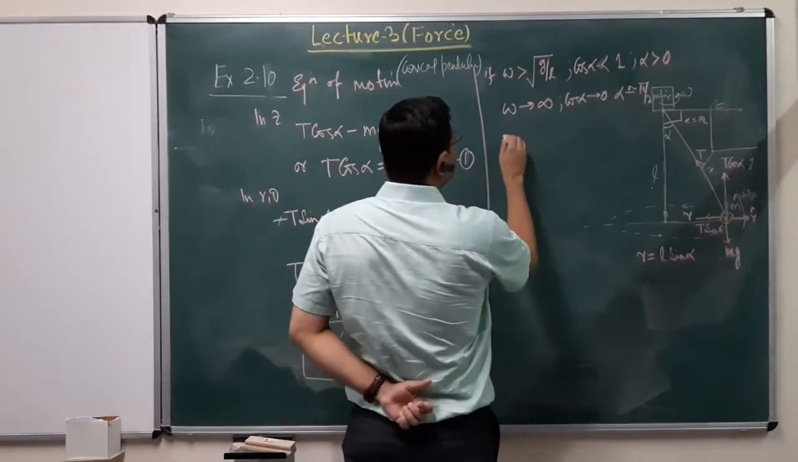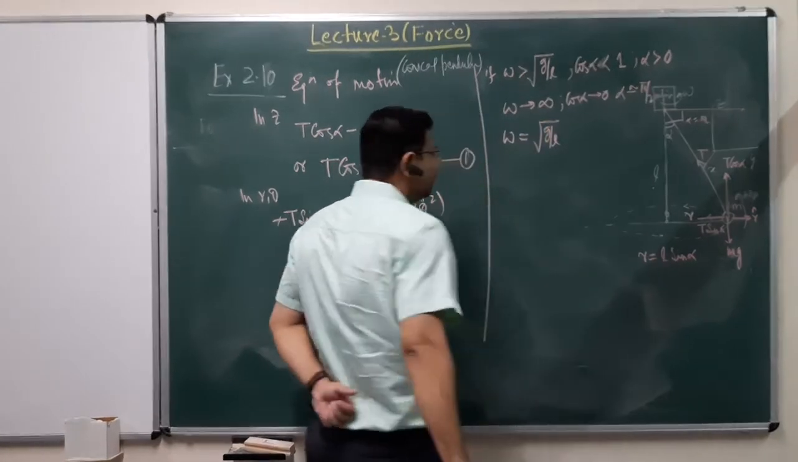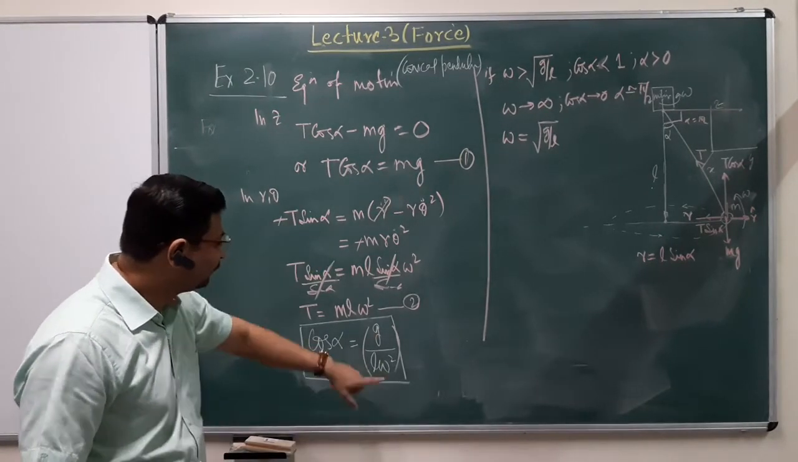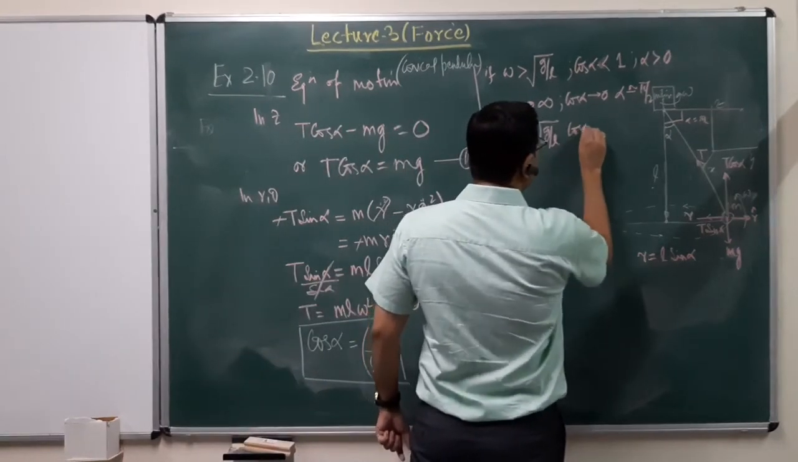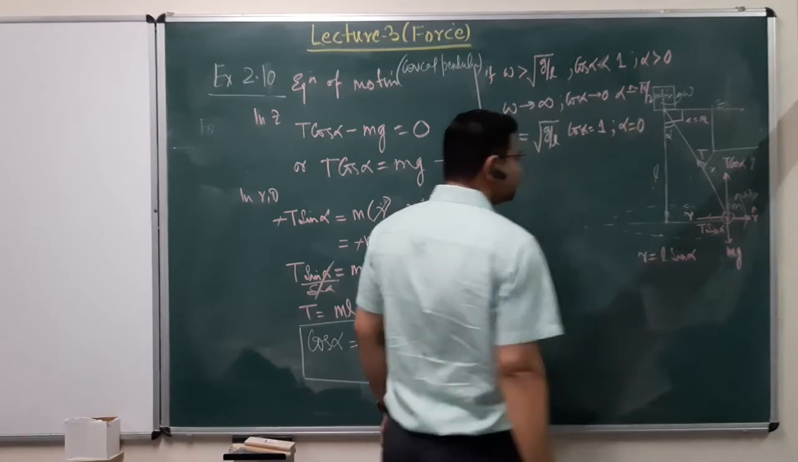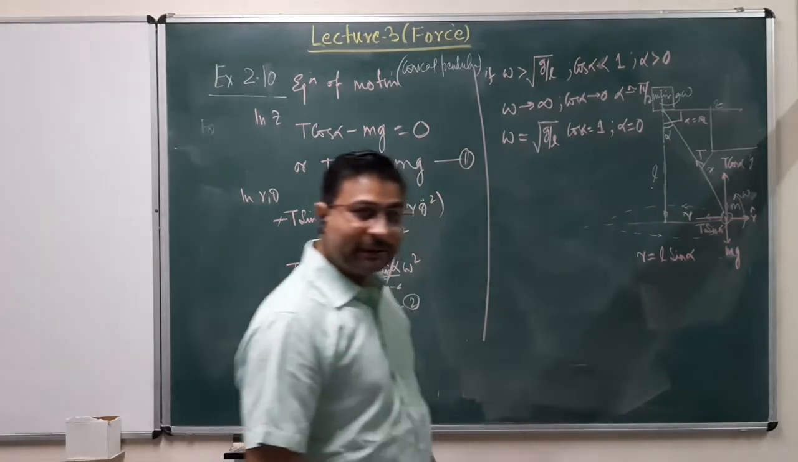Now let's come back. Let's say omega is equal to, by some means, the square root of g by L. If omega is equal to the square root of g by L, then this expression is basically equal to 1. So cos alpha equals 1, and we know that cos alpha equal to 1 means alpha equal to 0. Alpha equal to 0 will basically mean that the pendulum is vertical.